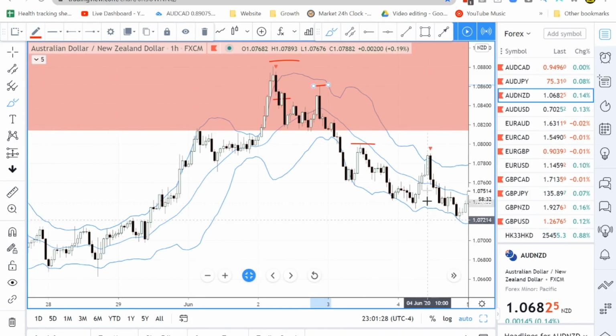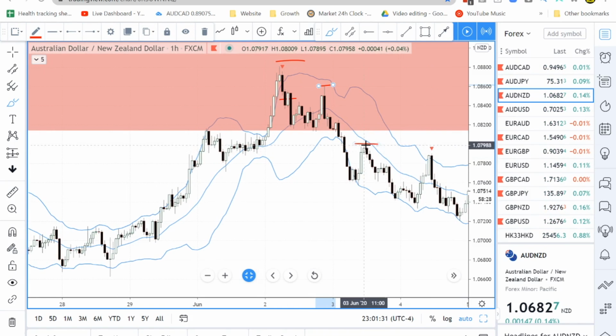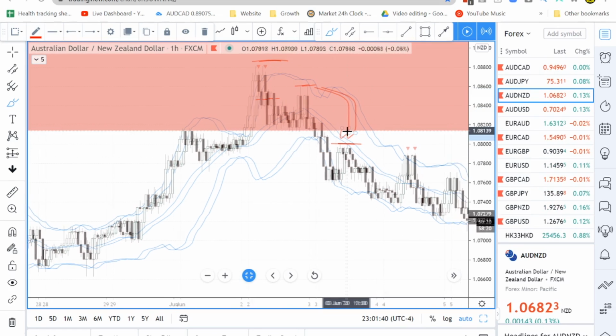Price goes here, lower high a little bit, not much. We can move the stop loss here. So this one goes there. And from this point, we are in profit. So we're good to go.